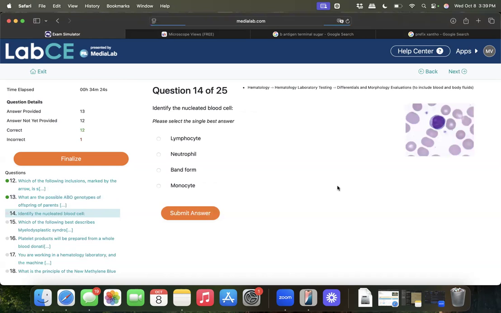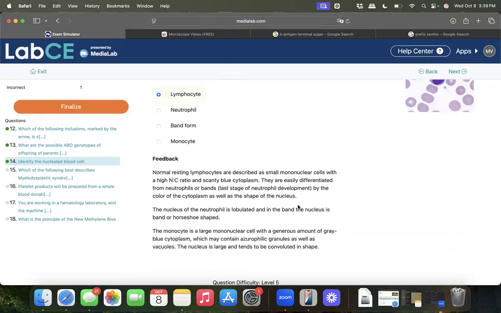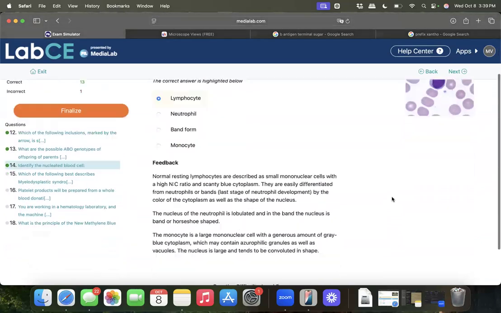All right, identify this nucleated red blood cell. Easy one. Again, dense chromatin, nucleus about the size of a red blood cell, scant cytoplasm, pale bluish grayish cytoplasm. We're all saying lymphocyte. I concur, right? Normal resting lymphs are described as small mononuclear cells with high nucleus to cytoplasmic ratio and scant blue cytoplasm. They are easily differentiated from neutrophils in bands, the last stage of neutrophil development, by the color of the cytoplasm as well as the shape of the neutrophil, right?